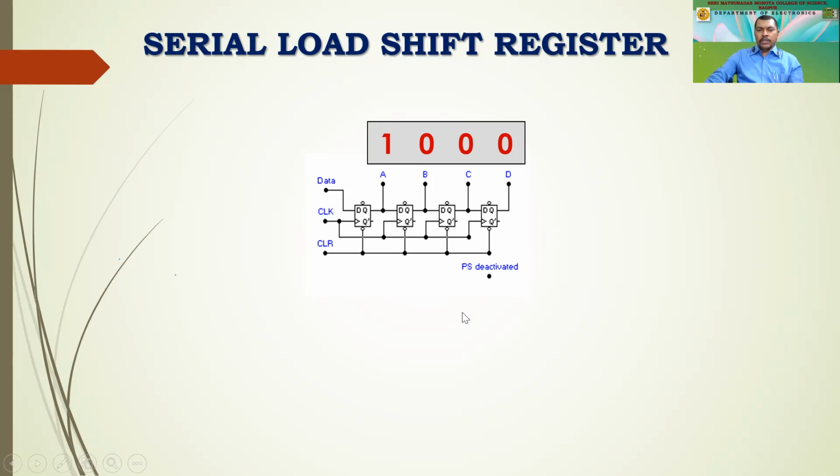Second time, when we give another data, that is again one, what happens in the second clock pulse? This data one is shifted to B, and the data which we have given now comes across flip flop A. So now the data is 1100. This was cleared earlier, and the data is shifting.